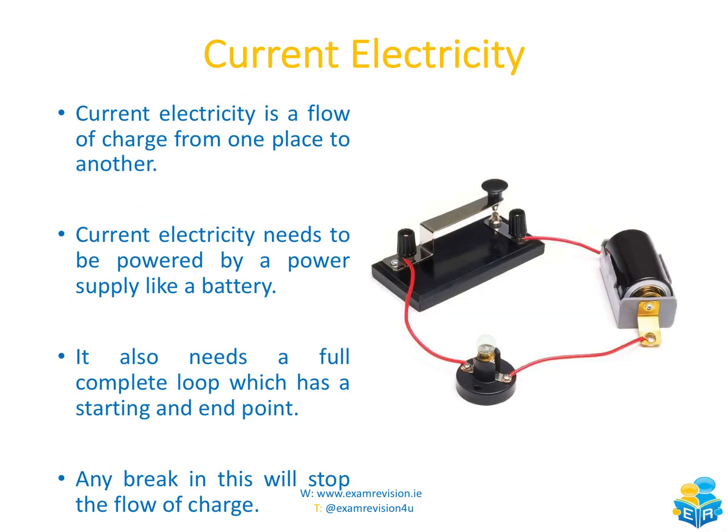Current electricity, on the other hand, is a flow of charge from one place to another. So it's not a build-up in one place, we have the flow of charge going from one place to another place. Current electricity needs to be powered by a power supply, and one which you would have come across is just a battery or a battery pack, which we can see over here on the right hand side, so a simple form of a power supply. And it also needs to have a full complete loop, which has a starting point and an end point. So at any point, if there was a break along the circuit, the flow of charge is going to stop. So it has to be a continuous loop.